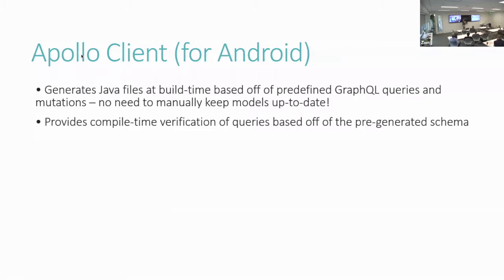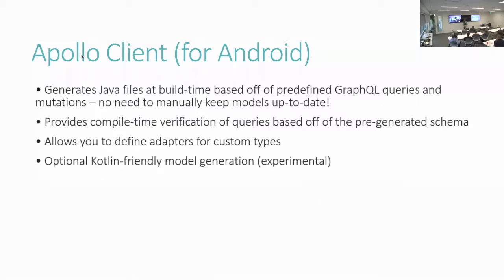Anyway. It allows you to define adapters for custom types. So kind of like how in Retrofit and Moshi, you can define different adapters for JSON that comes back, Apollo Client allows you to do that as well for custom GraphQL types. And I'll get into that.